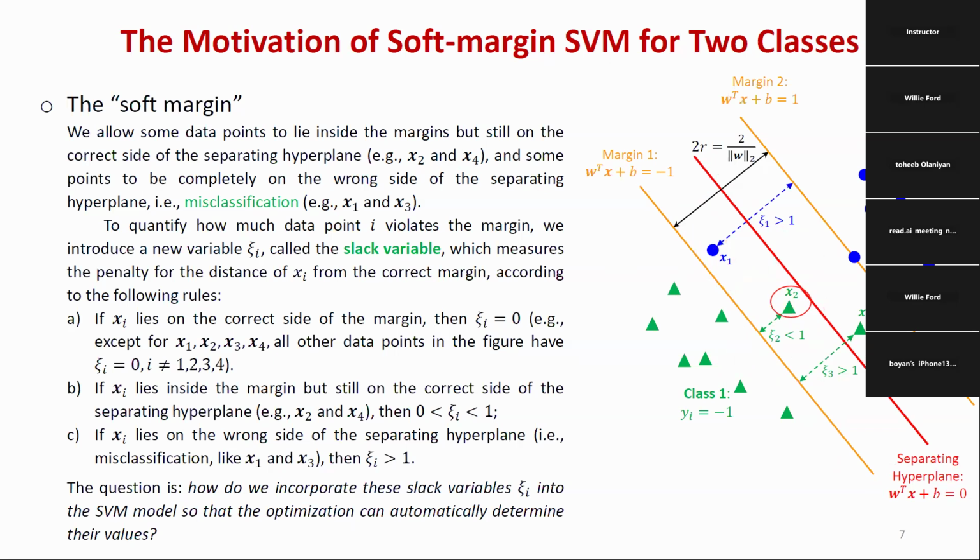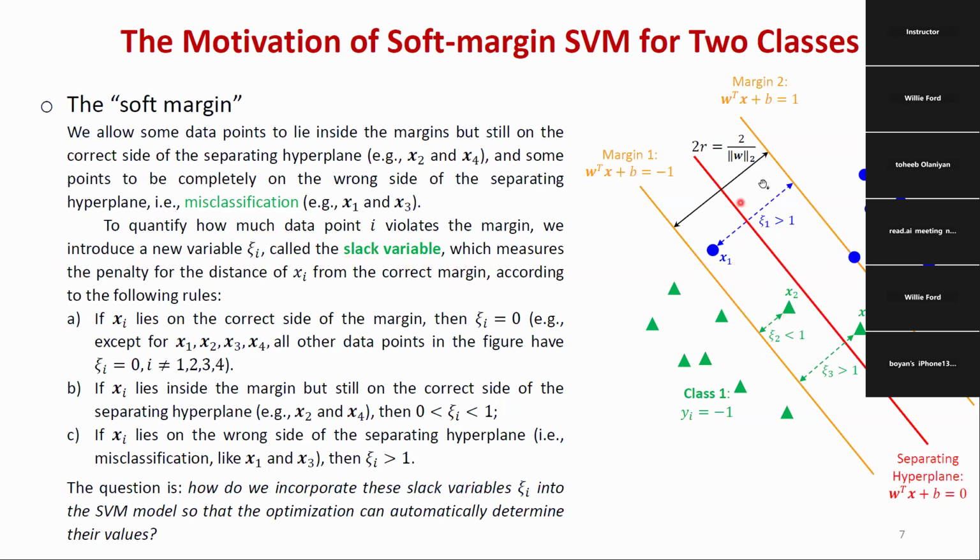A worse issue is x1 and x3. Why do I say they are worse issues? Because x1 and x3 completely go to the wrong side of the separating hyperplane, and hence these two data points are completely misclassified. I want to enable the model to consider these two errors. How shall we do it? To solve this issue, we introduce a new variable ξi called slack variables.